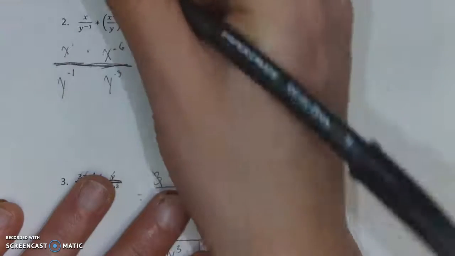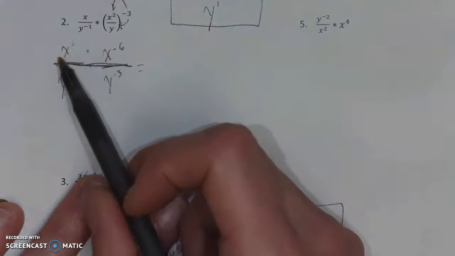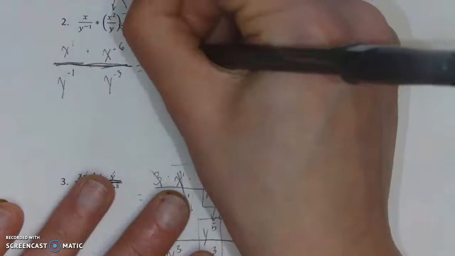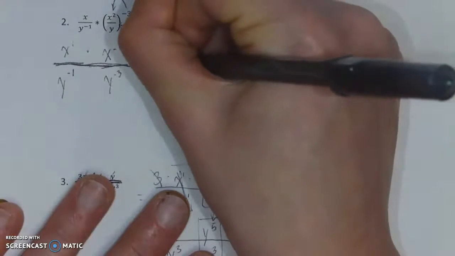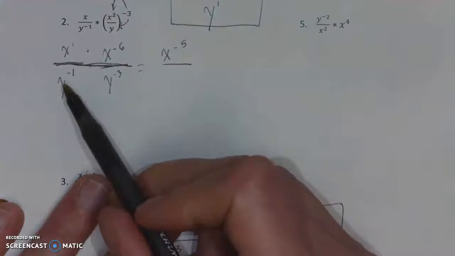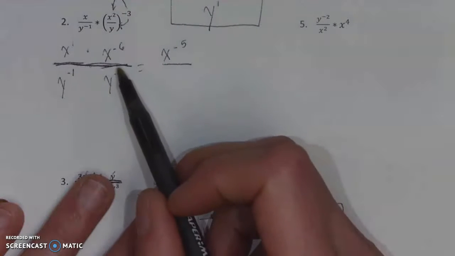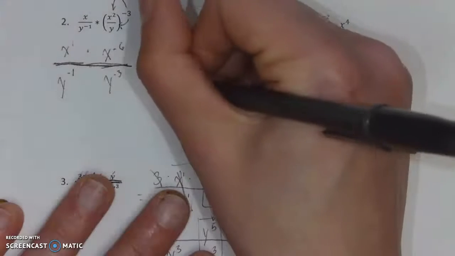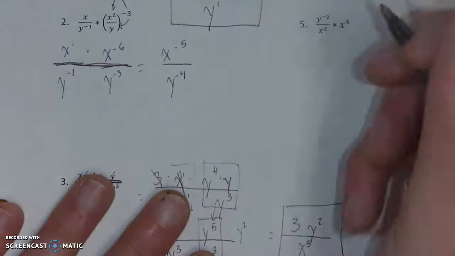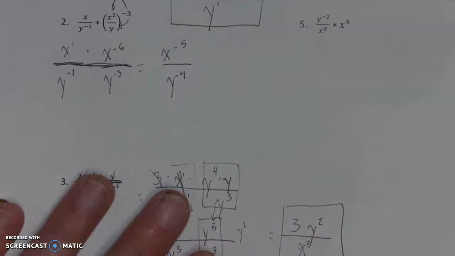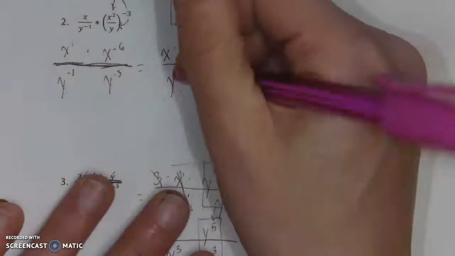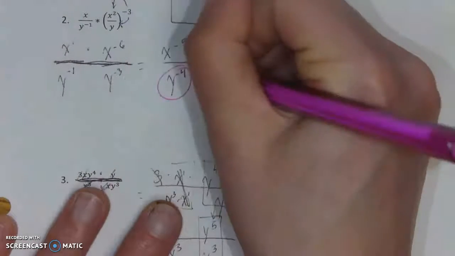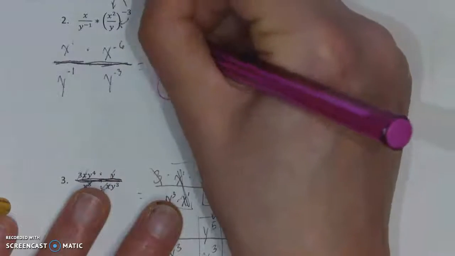If I'm multiplying these, and this is x to the power of 1, really, I'm doing x to the 1 plus -6. Well, 1 plus -6 gives me -5. And along the bottom, I have y to the -1 and y to the -3. So y to the -1 plus -3 gives me y to the -4. We do not like our answers to have negatives. So what I'm going to do is take anything with a negative exponent and flip it to the other part of the fraction.